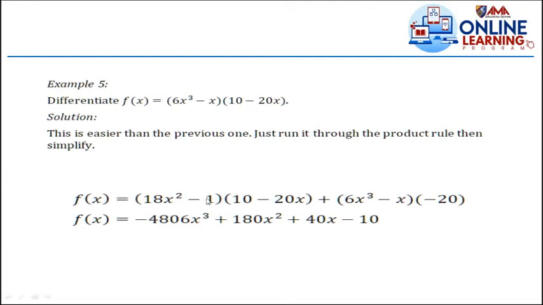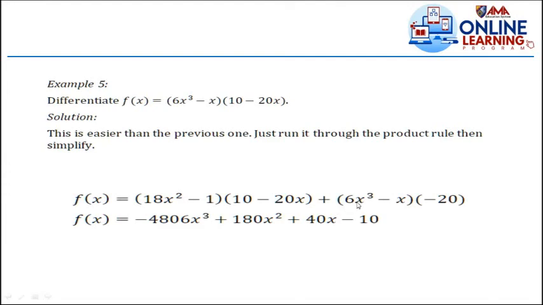Okay? So, simplified further using the FOIL method, 18 by 10, we have 180x squared. Okay? 18x squared by 10, 180. 18 by negative 20 is 360, I think. Okay? So, 360x cubed. Okay? Negative 1 by 20x is negative 20x. Okay? So, simplified further, x by negative 20x, negative becomes positive 20x. Negative by negative 20x, positive 20x. So, we have 40x.